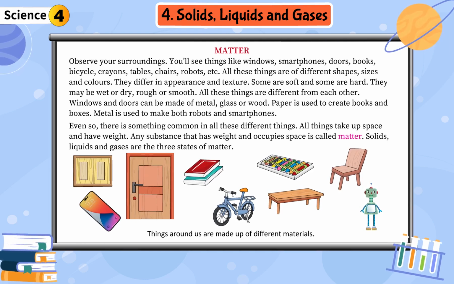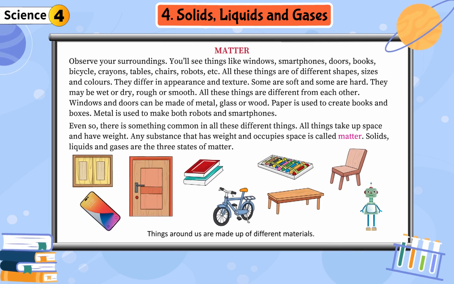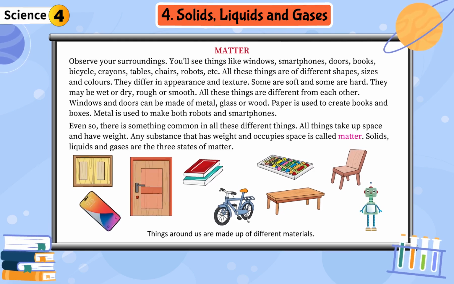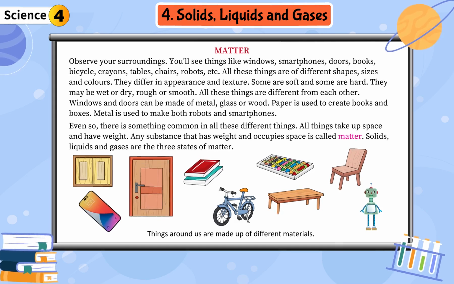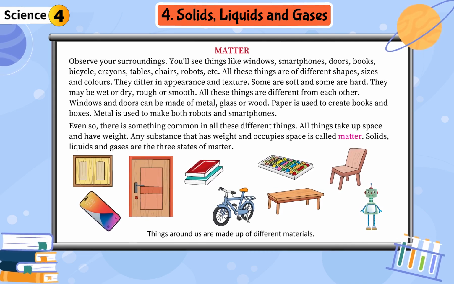All these things are different from each other. Windows and doors can be made of metal, glass or wood. Paper is used to create books and boxes. Metal is used to make both robots and smartphones. Even so, there is something common in all these different things. All things take up space and have weight. Any substance that has weight and occupies space is called matter. Solids, liquids and gases are the three states of matter.